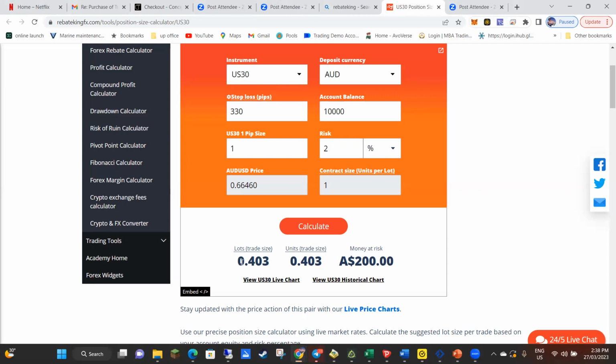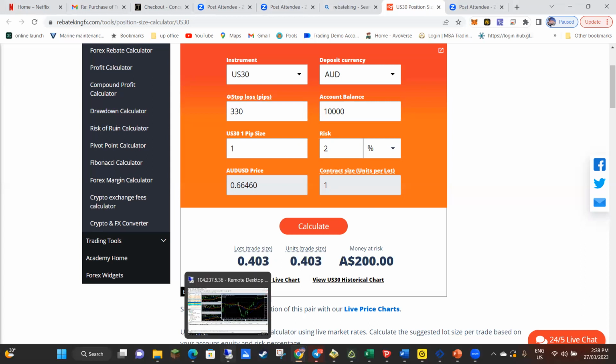So in this case, I would enter the lot size of 0.40. That's what I would put in my software settings as the order size. And that would incur a risk, every time I hit my stop loss, I would lose $200, which is 2% of 10,000. Perfect. That worked out nicely.